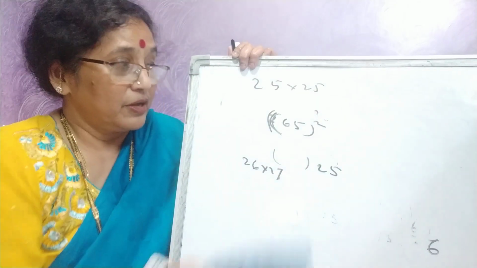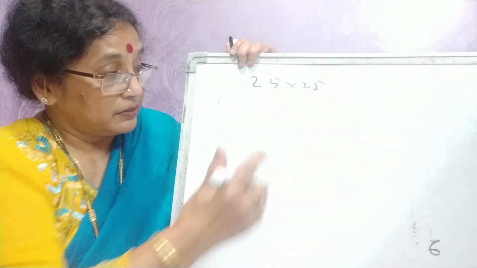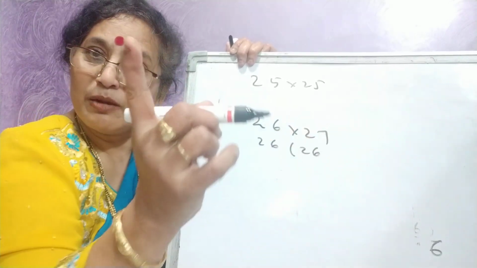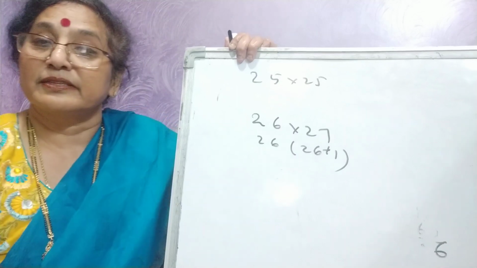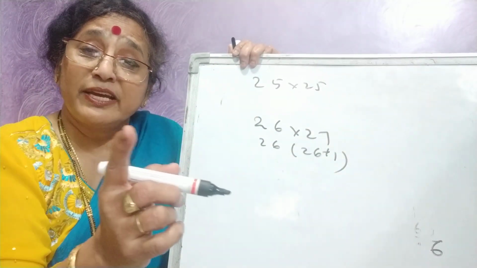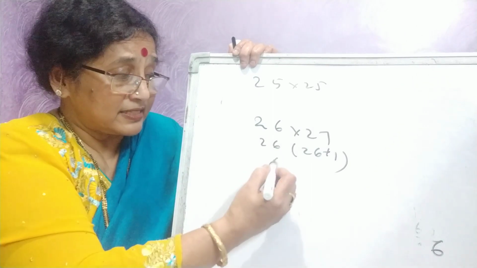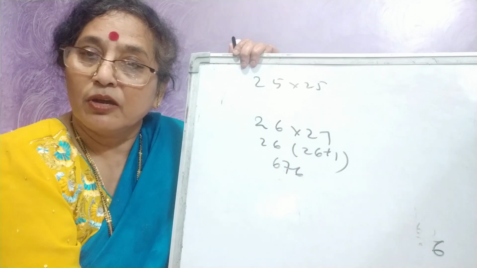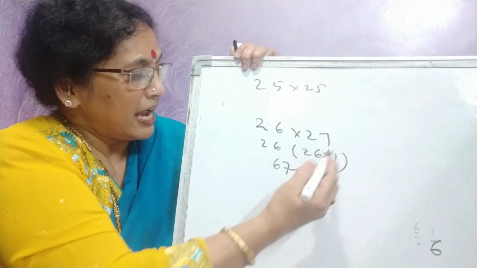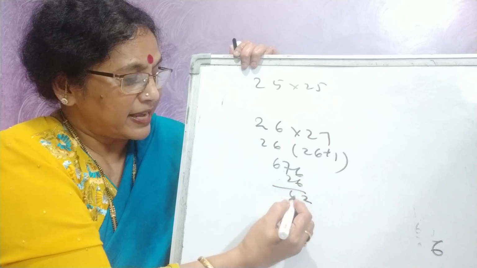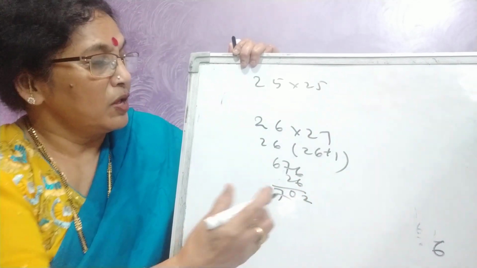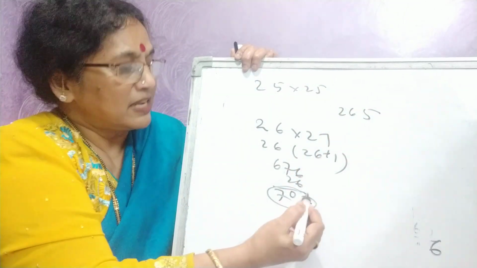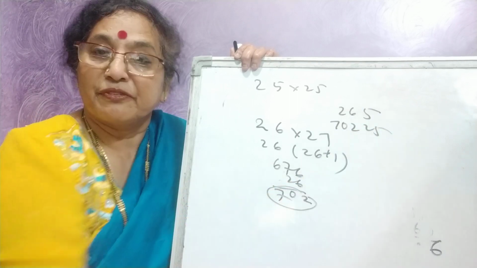26 into 27 also has a trick of multiplying. How? I'll tell you. 27 is 1 more than 26. So 26 square you know is 676. So you should know squares. If you don't know, multiply, no problem. But if you know 26 square is 676, plus one other 26, that is 702. So the number which I gave you was 265. So you got 26 into 27 is 702, and then 25.